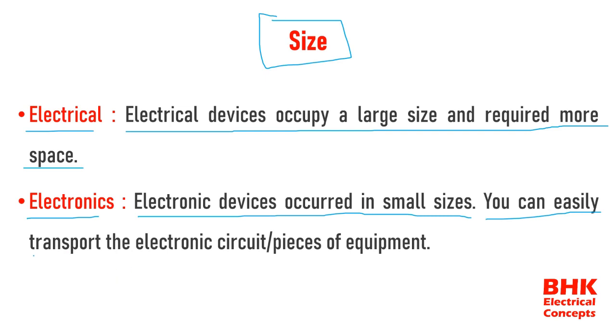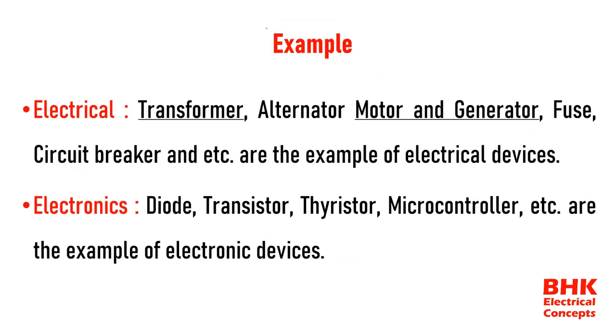You can easily transport electronic circuits or pieces of equipment because the size of electronic devices is very small, like transistors and diodes. So all these have very small size. That is the reason the space occupied by electronic devices is always very less. But electrical requires more space, because in order to install a transformer it requires more space. And if you want to install a generator or a motor, it requires more space.